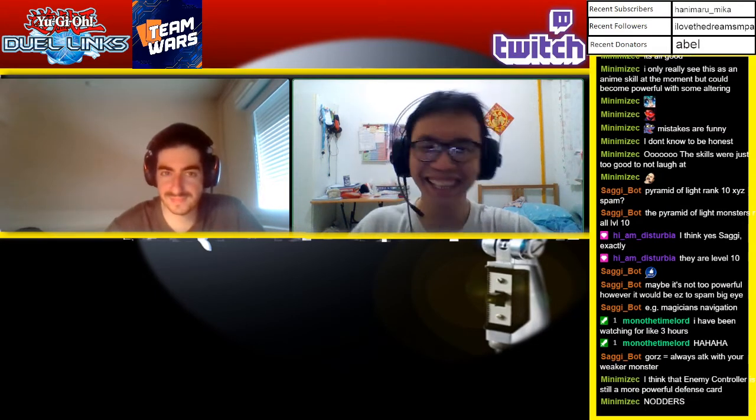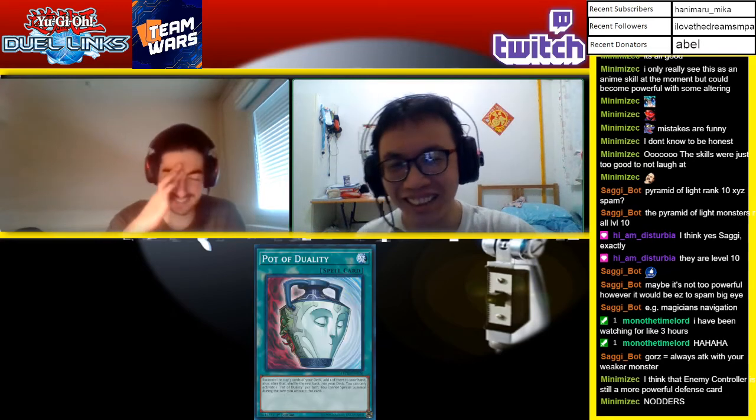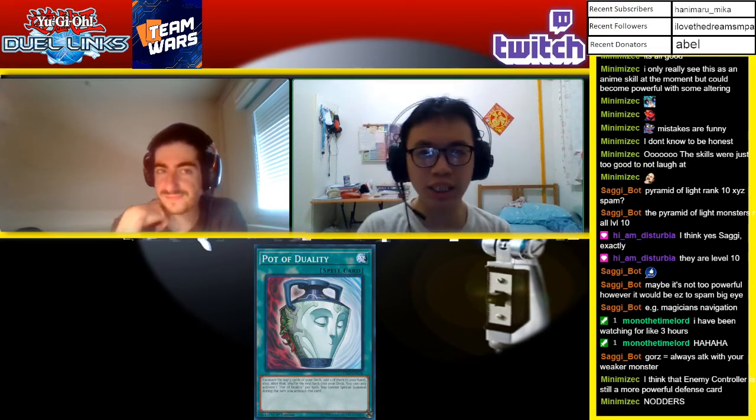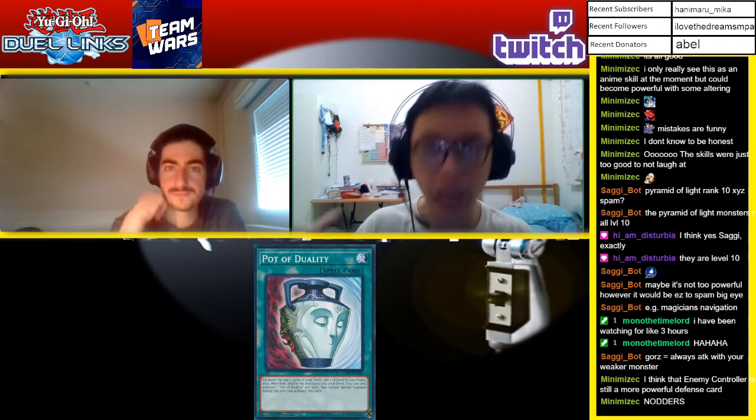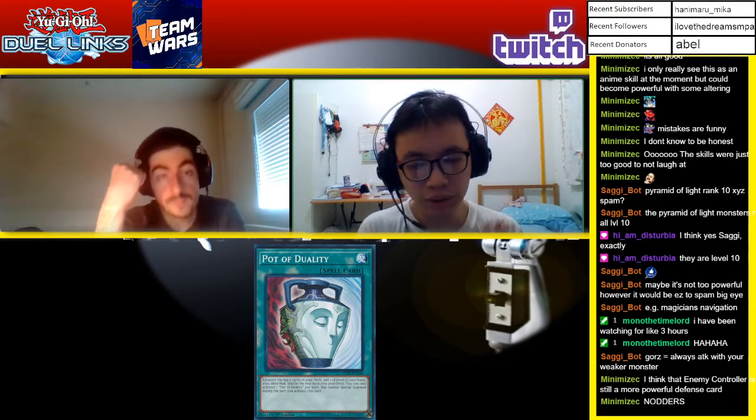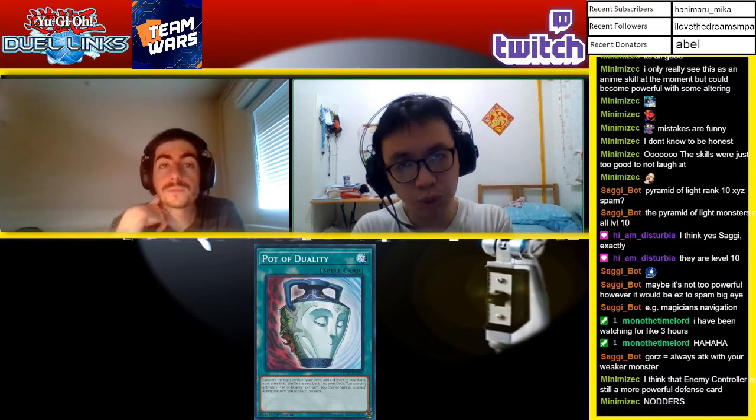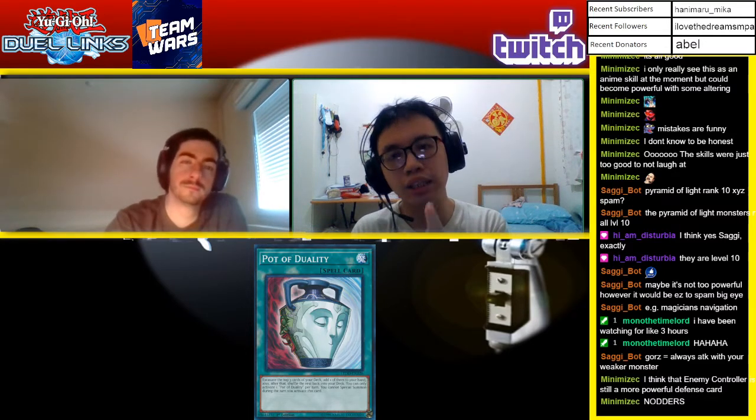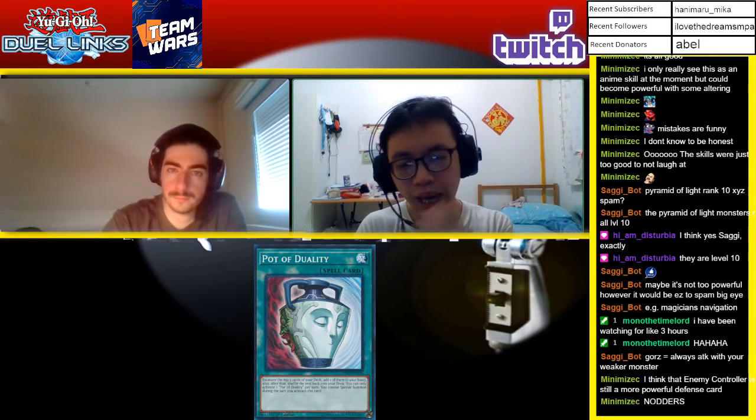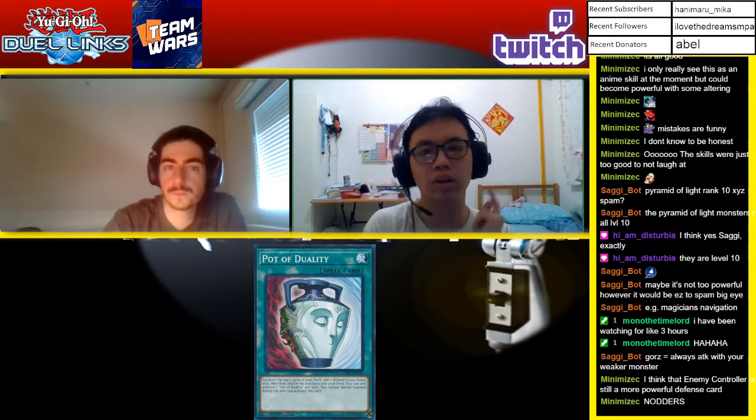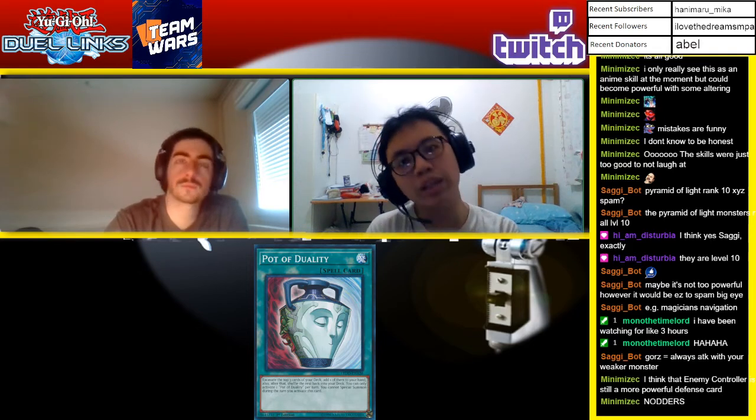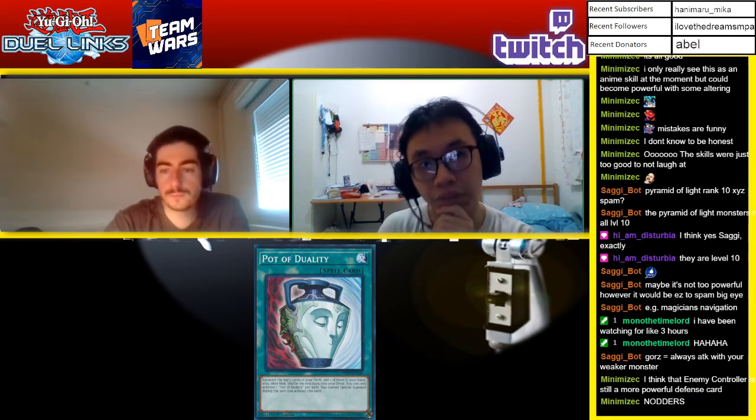Alright, so next one, Pot of Duality. Very simple card. Excavate the top 3. It's a +0 card because you lose a card to get a card. From the top 3, you add one of them to your hand and shuffle the rest back into your deck. You can only activate it once per turn, and you can't special summon at all on the turn that you activate this card. Do you think, with the pacing of Duel Links, Pot of Duality is an acceptable card in Duel Links itself?